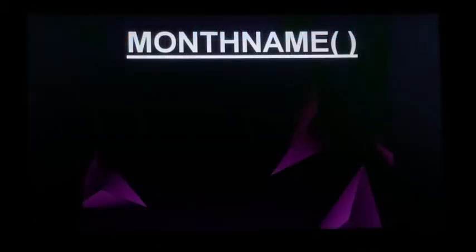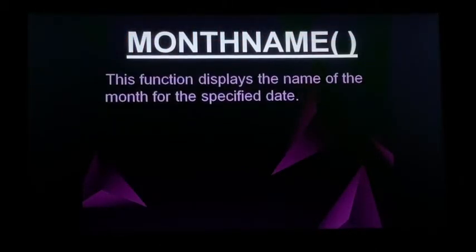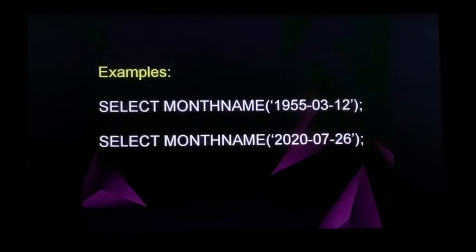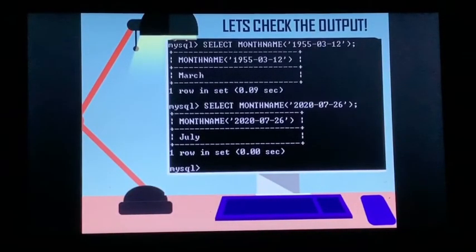Next is MONTHNAME. This function displays the name of the month for the specified date. Syntax, SELECT MONTHNAME(X), where X is any date. Example, two different dates I have given with the MONTHNAME function. You can see that it will display the name of the month. Let's see the output. Here in the first example, 3 is there, that is March. In the next example, 7, that means July.